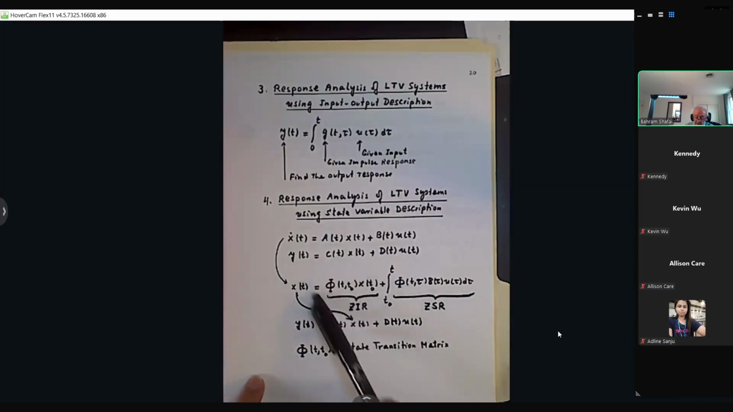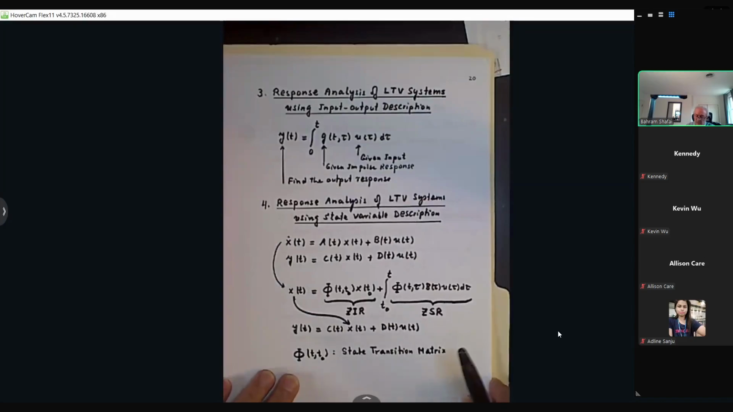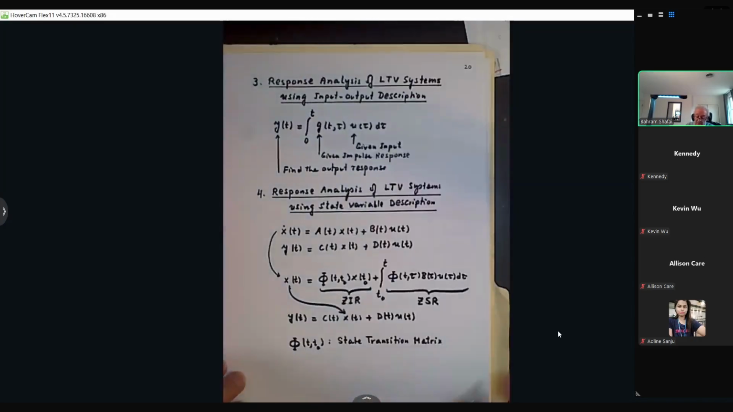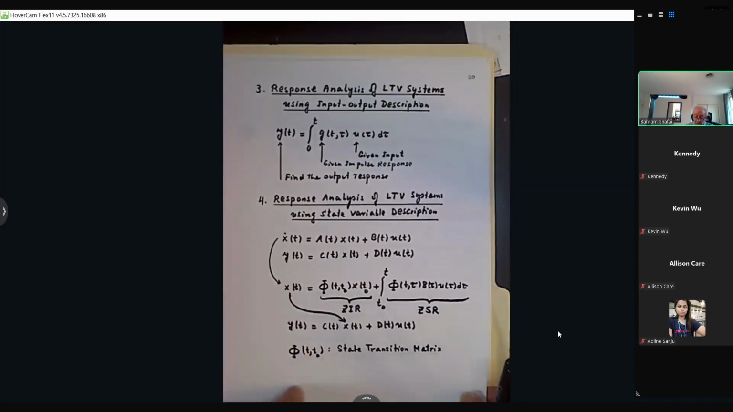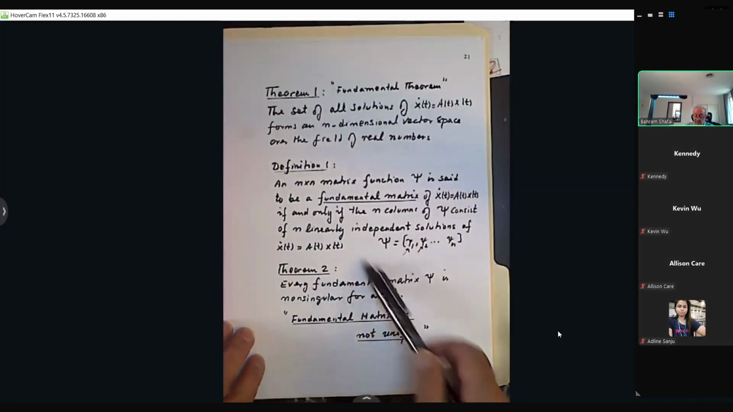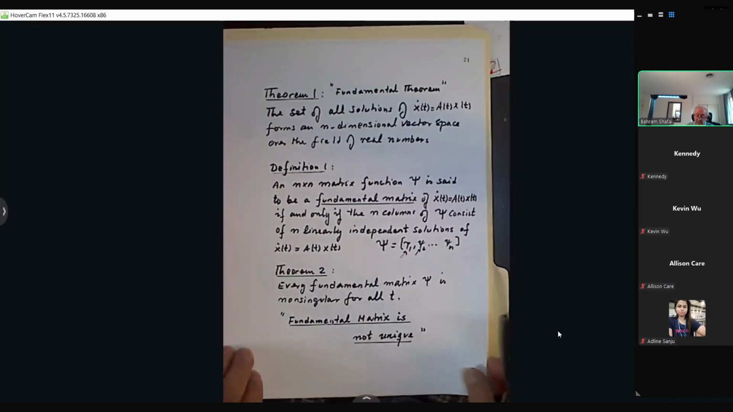As you can see, this phi of t, t0 was e to the power At in the linear time invariant case. Here, phi of t, t0 can be obtained in only one way. There are actually two methods also, but the one method that I described is based on the fundamental matrix and so on. So this phi of t is called the state transition matrix. And then I showed you some theorems and definitions about the fundamental matrix.